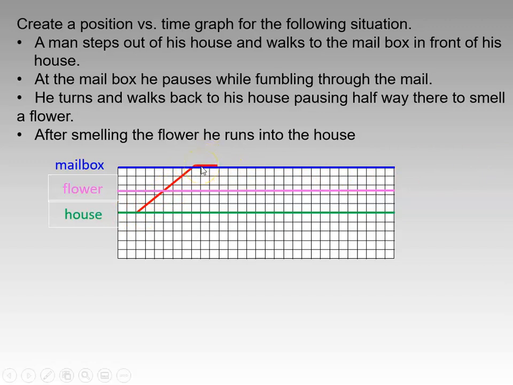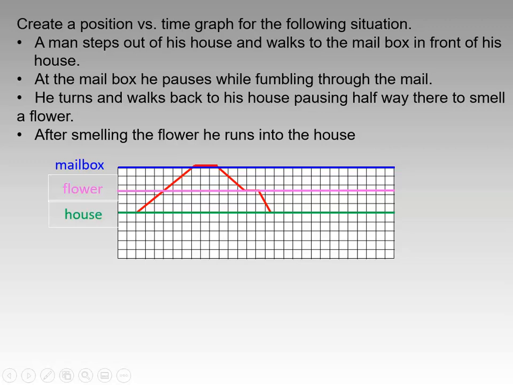And then walks back to the house and pauses halfway there to smell a flower. See, there's the pause again, and smelling the flower, and then after smelling the flower, maybe it gets stung by a bee and runs back into the house. So there is our position versus time graph in red for the man's motion.